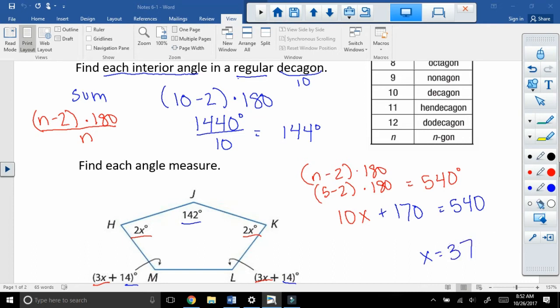x equals 37. The question's not asking me, though, to solve for x. The question says find each angle measure. So I would just take that 37 and plug it in for each angle. So when I plug in 37 for x here, 2 times 37 is 74 degrees. Angle H is 74. I already know angle J. K is also 74 degrees. And then these two are the same, so you really just have to plug it into one of those spots. 3 times 37 and then plus 14, you should get 125. And you should get 125 then for that one also.